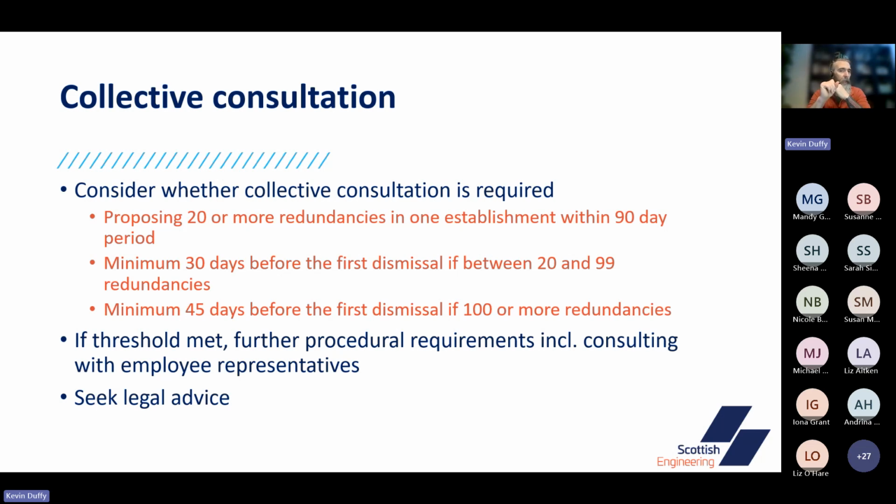Now, the few main aspects of this are, number one, you need to send what's known as an HR1 form to the UK government to let them know that there is a collective consultation and redundancy pending. And number two, you have to consult with employee representatives.